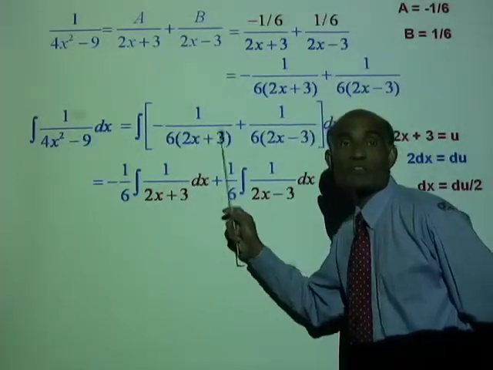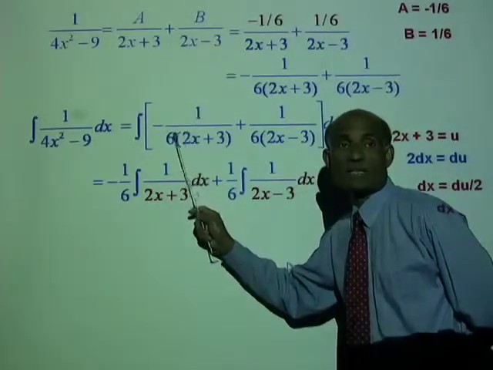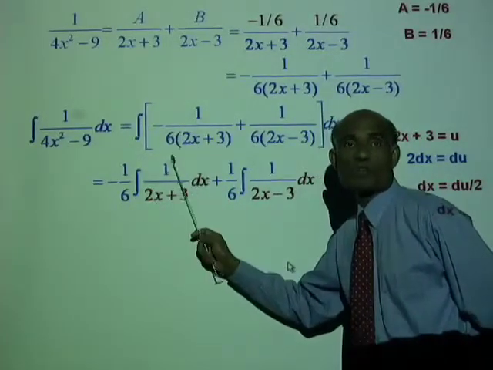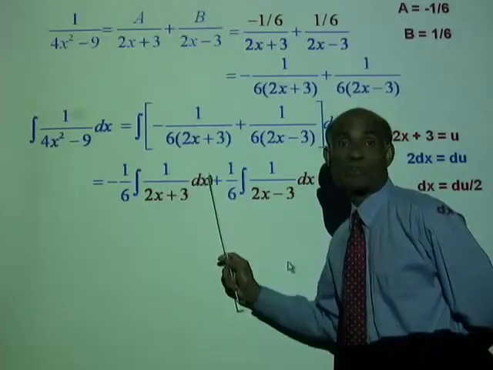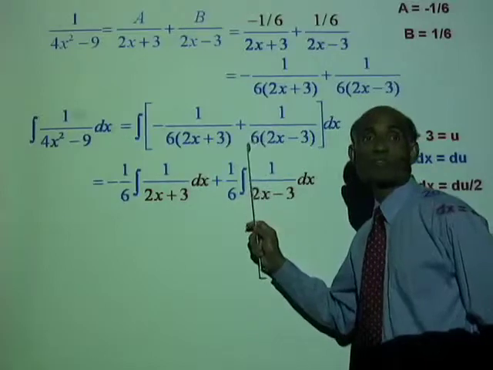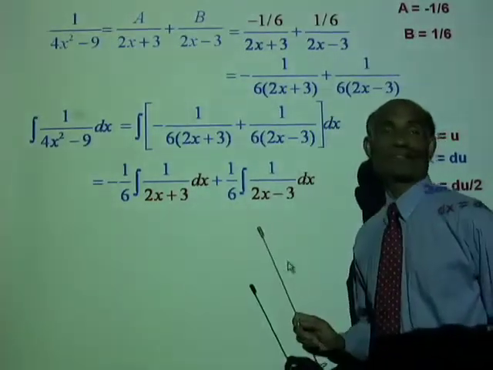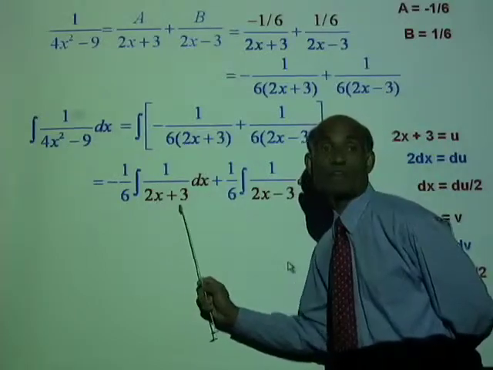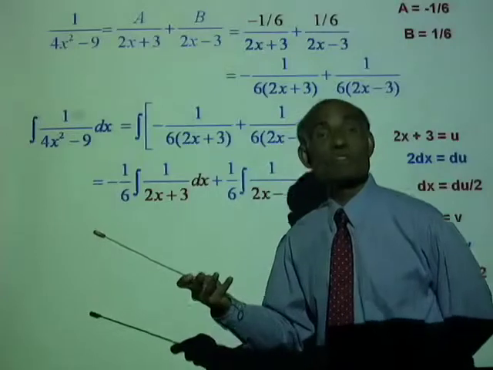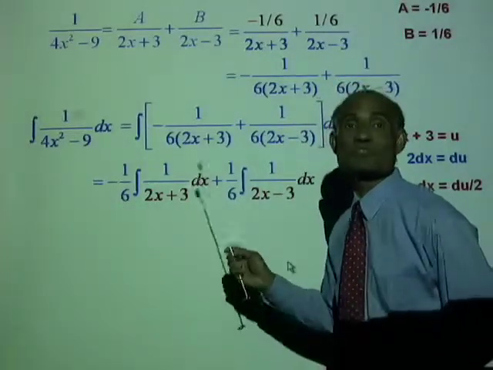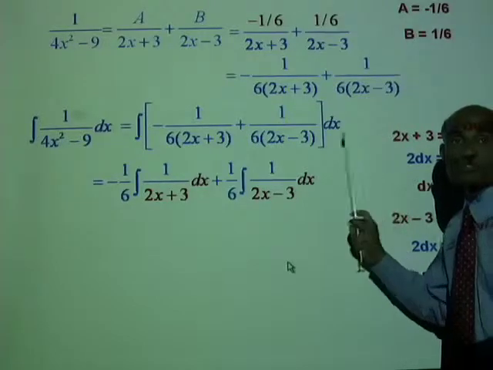We are going to split this into two integrals. So the first one will be negative 1/6 integral 1 over 2x plus 3 dx. That is the first integral. Plus 1 over 6 integral 1 over 2x minus 3 dx. Now you can see I have colored the denominators red, because these are simple expressions we can do by a substitution. Now look on the right side, see how the substitution is made.